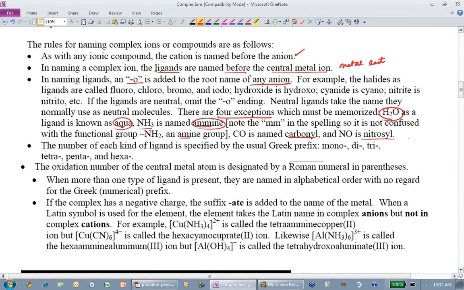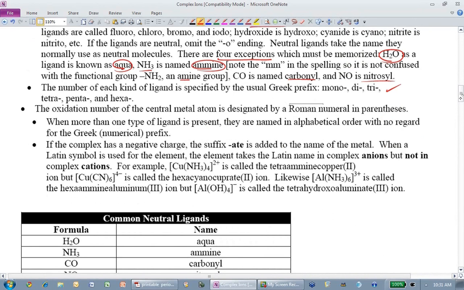Now, the number and kind of each ligand is specified by a Greek prefix that you already know. Mono, di, tri, tetra, penta, hexa, hepta, octa, nona, deca. You're not going to get that big, but you get the idea. So you already know that. The oxidation number of the central atom is designated, like I said earlier, by a Roman numeral in parentheses.